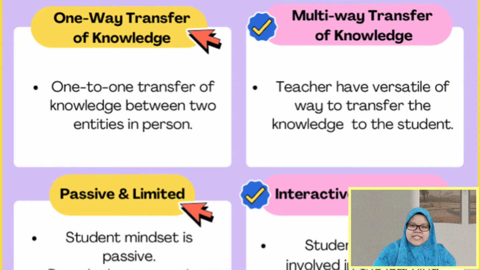Modern teaching methods have multi-way transfer of knowledge. Teachers have versatile ways to transfer the knowledge to the student. For example, teaching Islamic education is not only focusing on one-to-one learning, but teachers can also emphasize other techniques for transferring knowledge. For instance, teachers can use multiple activities such as brainstorming, think, pair, share, buzz session, and many more activities that include teacher-student interaction and student-student interaction.